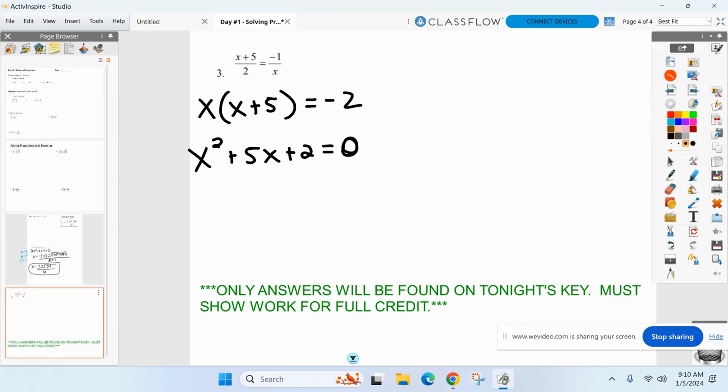Can you factor this one? Two numbers that multiply to 2 and add to 5? Ooh, I don't think those numbers exist either. So not factorable, so quadratic formula.